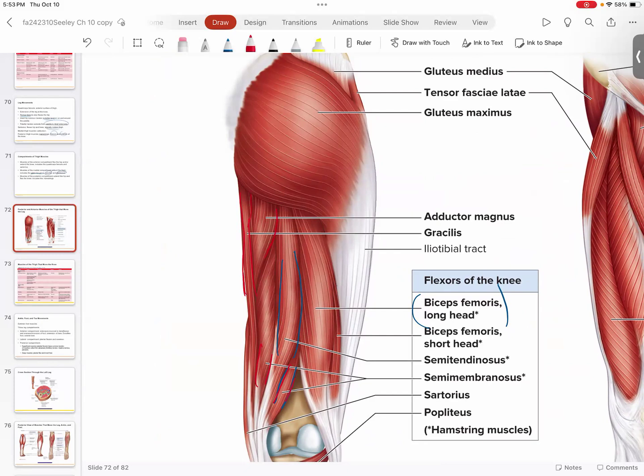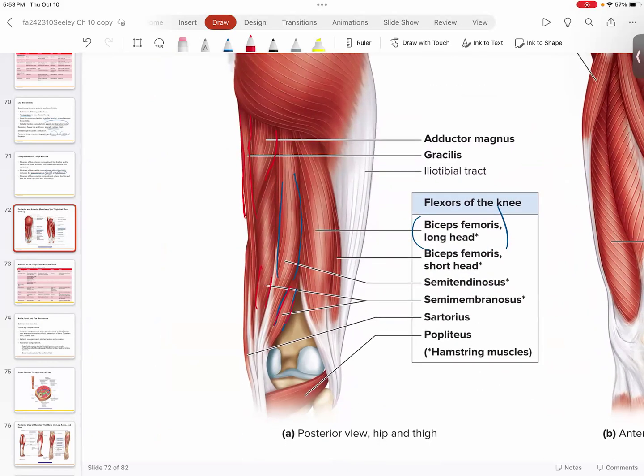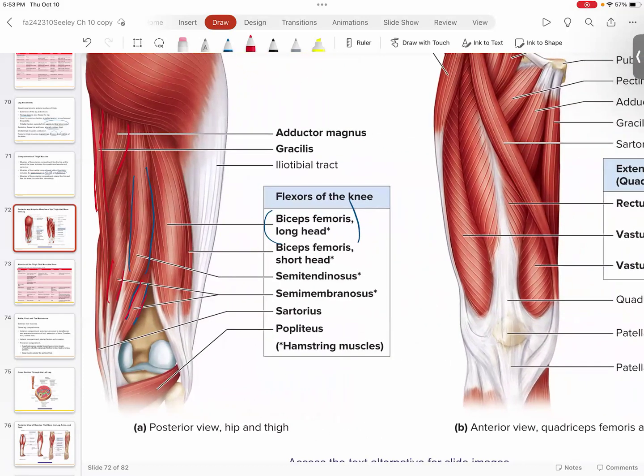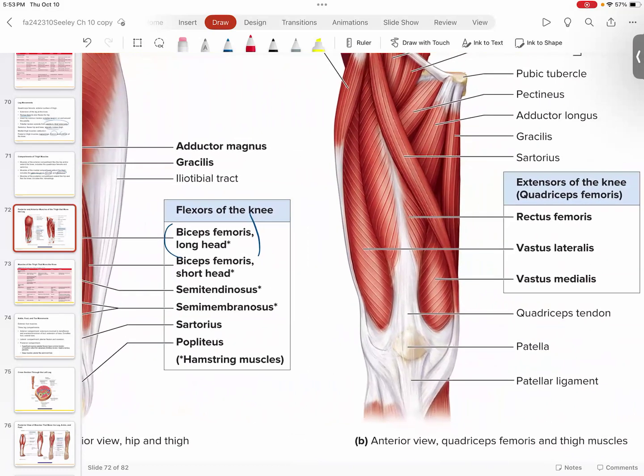So you have the biceps femoris on your lateral side, and that's going to be a big major flexor of the knee, and the semitendinosus on the medial side, along with semimembranosus, which is underneath that. Now, in our cats, we didn't really see the difference between semitendinosus and semimembranosus, because they tend to get stuck together in those cats, but we can see the difference between those two in our models.